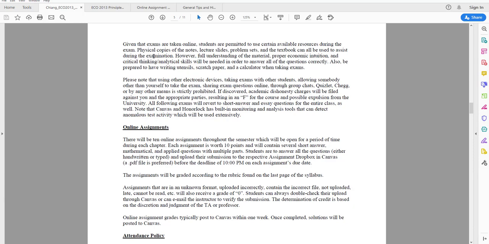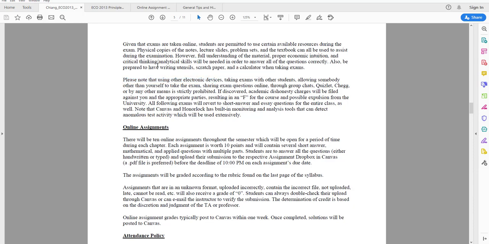However, please do note that while I do allow these resources on exams, do not use other electronic devices, say a tablet, your cell phone, or other laptop devices, because HonorLock will flag that as an excluded device. So these physical copies of these resources are perfectly fine, but other electronic devices are no-go on these exams.